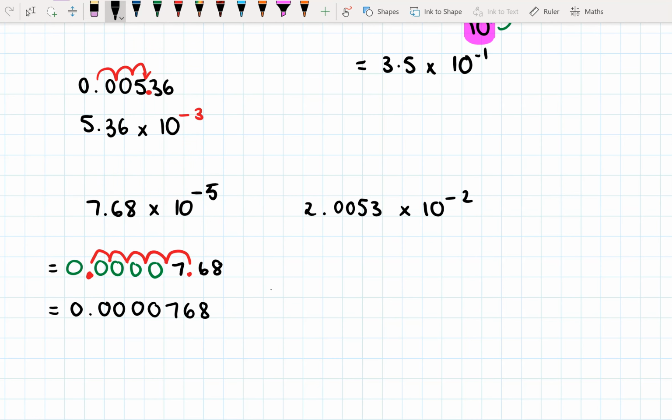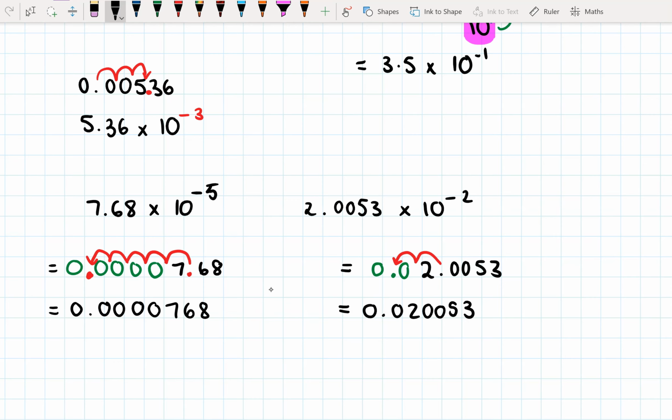So in this case we have 2.0053 and we have 10 to the minus 2, therefore we need to move the decimal point 2 spaces. Once you've moved it those 2 spaces, you'll see that now we have 0.0. So this gives us as our final answer 0.02053. So we need to make sure we keep those extra zeros there. We don't actually do anything with the zeros that are in between. They're very important. They need to stay there.